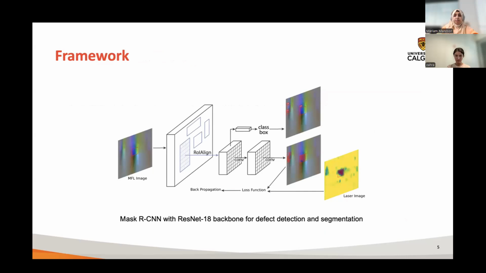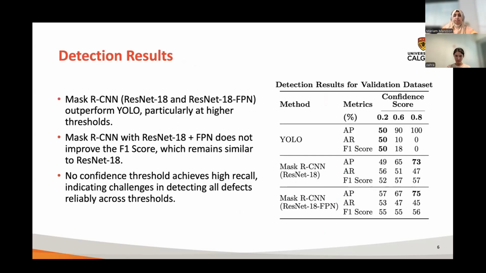Our primary framework for defect detection and segmentation is Mask R-CNN with a ResNet-18 backbone. The MFL data is the input for our model, and the bounding boxes and masks derived from the laser data serve as our ground truth. The primary objective is to detect the defect profiles as close as possible to the original defect of the pipeline, which is represented by the laser image.